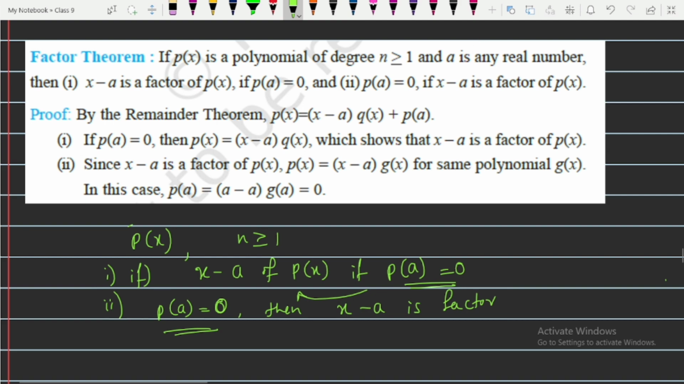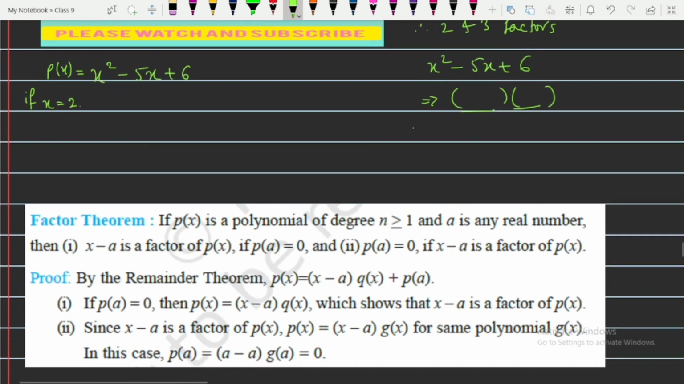Let us see one example here. We can find one factor of x square minus 5x plus 6. We have to put a value in p of x, where x equals 2. If we get p of 2 equal to 0, then x minus 2 is a factor. So that we have to check.